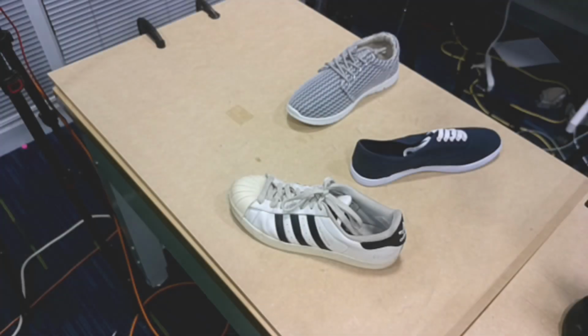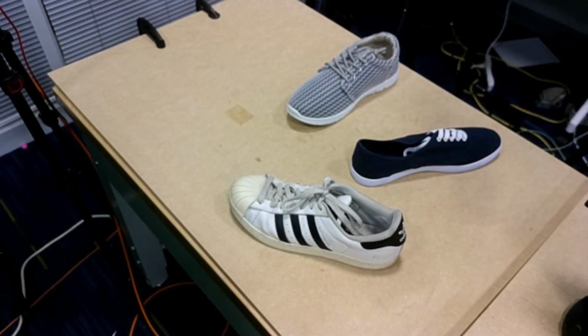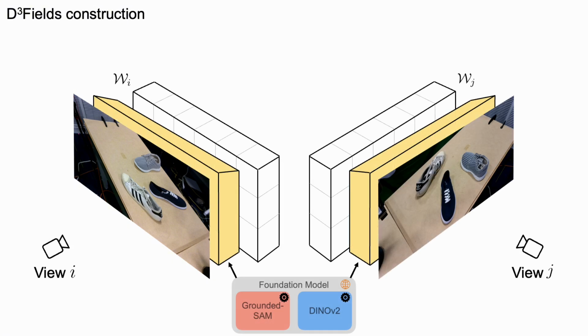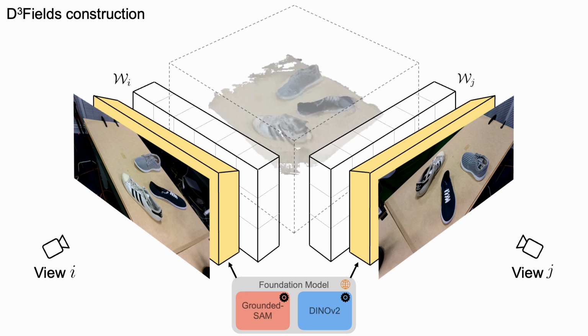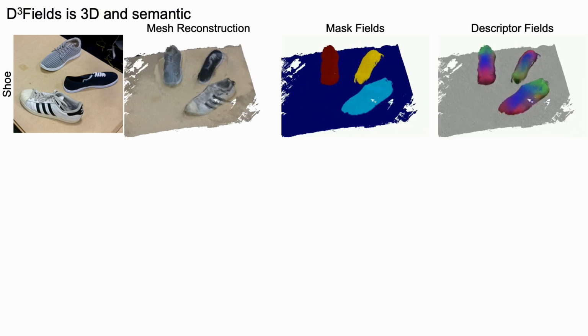Consider the task of organizing this table. For the workspace shown here, we have multi-view RGBD observations. We first extract feature volume W from foundation models. For arbitrary 3D points, we project them to image space and interpolate the feature volume W. Finally, we fuse them to obtain the associated feature. We visualize the reconstructed mesh, mask fields, and descriptor fields.